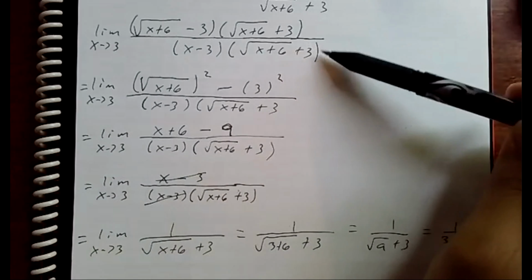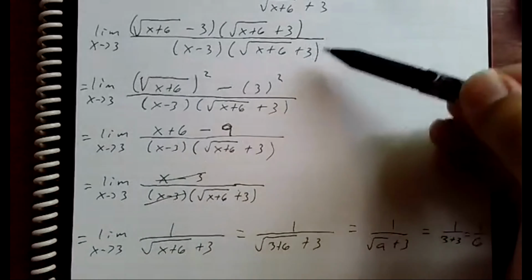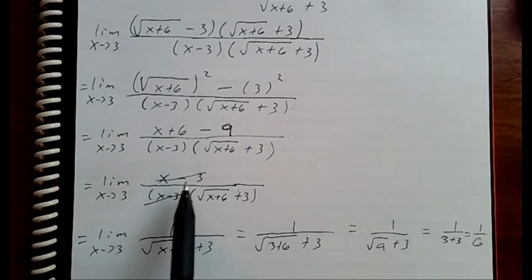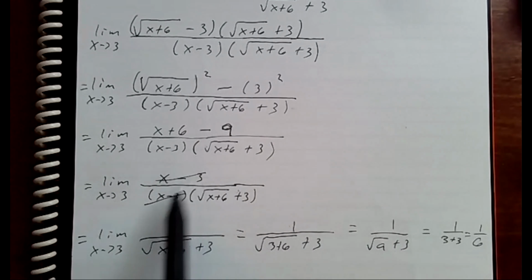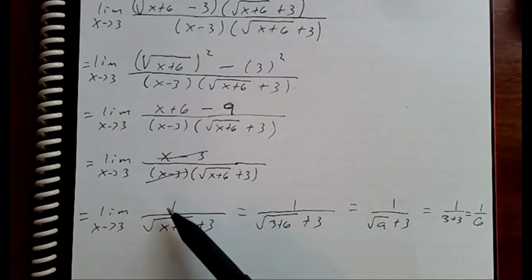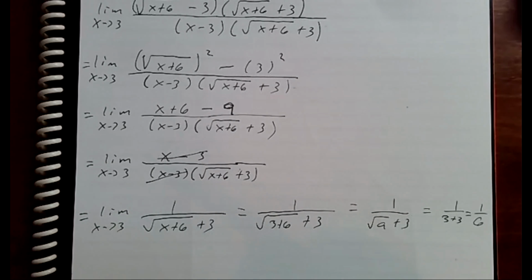So I haven't done anything to the bottom. I'm just letting it come along for the ride, right? It's all the same. But once I've combined these, I get x minus 3. So this factor cancels that factor, leaving me with a 1. Is that clear? Yes. So once you're here, you can just plug in the number and you're done.